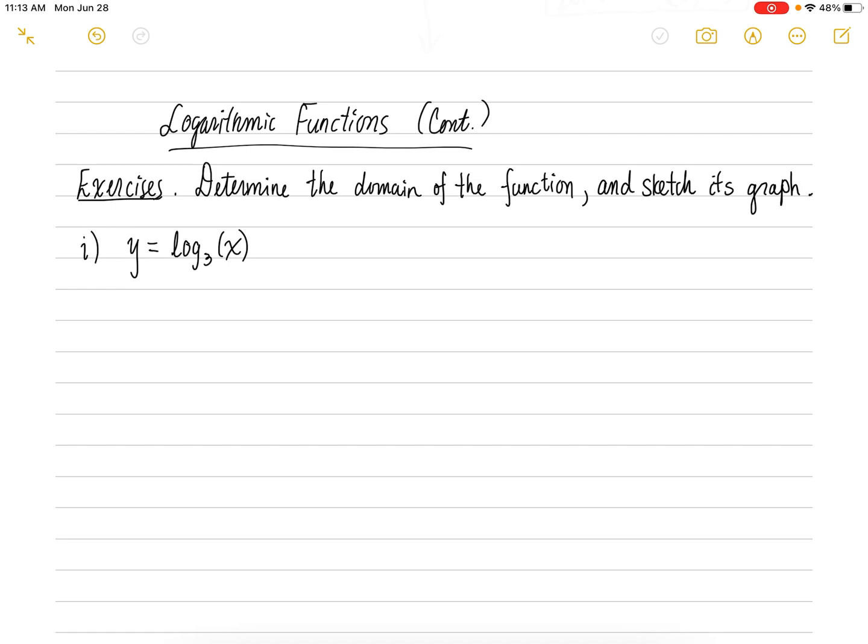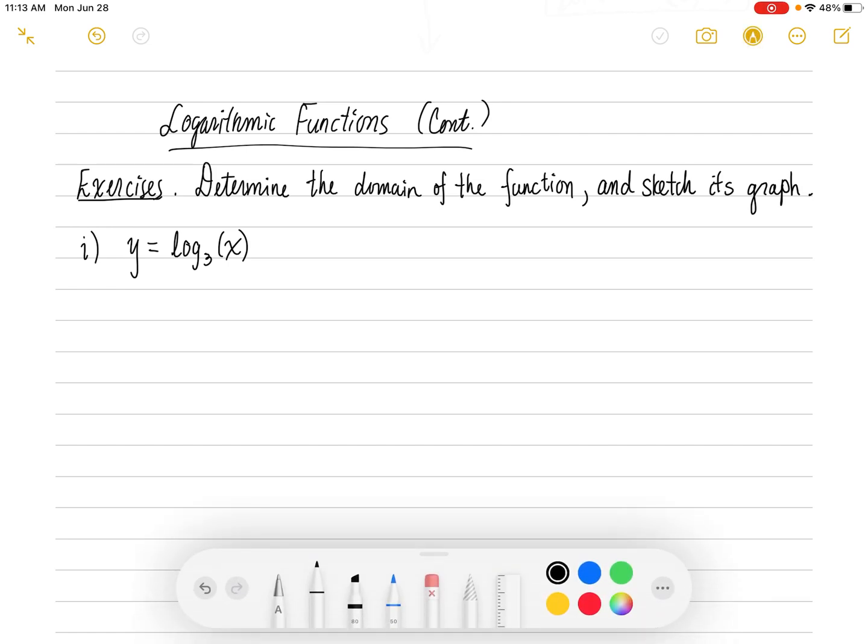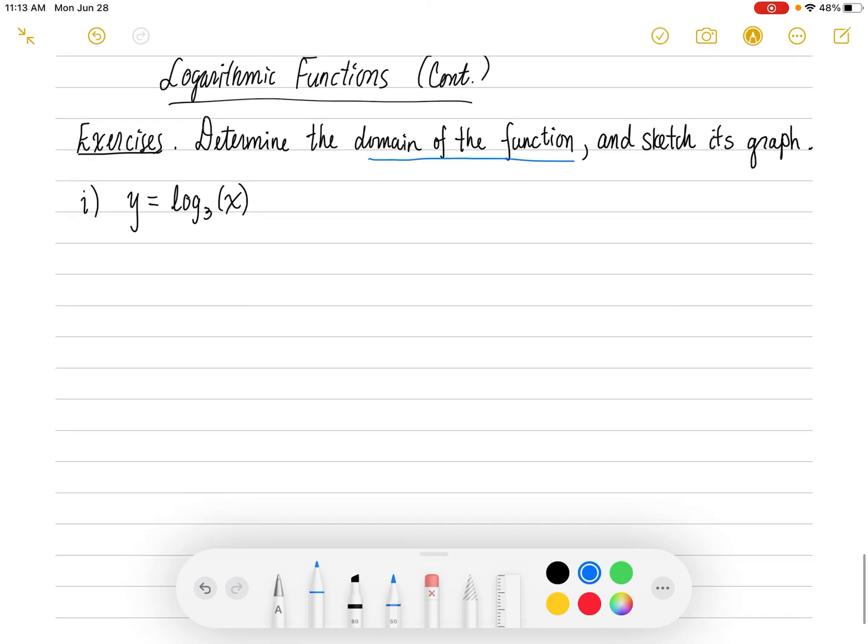So in this video, we want to focus on graphing logarithmic functions and their transformations as well. So we're going to start off with graphing a basic logarithmic function. Our instructions are to first determine the domain of the function and then afterwards sketch its graph. So let's work on finding the domain first.